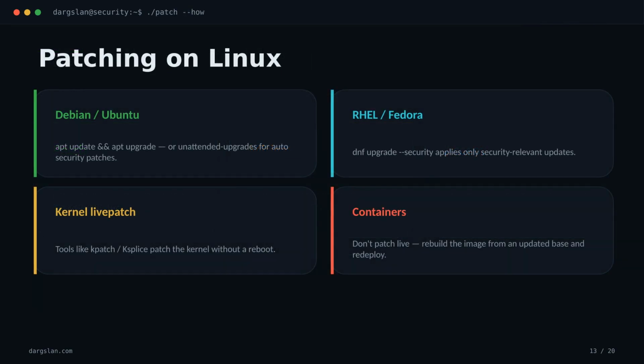Since patching is usually our first choice, let's see what that actually looks like on Linux. On Debian or Ubuntu, it's apt update and apt upgrade, and you can automate security fixes with the unattended-upgrades package. On Red Hat or Fedora systems, dnf upgrade with the security flag narrows things down to just security-relevant updates. For the kernel itself, tools like Kpatch and Ksplice can apply fixes live without a reboot, handy for servers that need to stay up. And for containers, don't patch a running one. Rebuild the image from an updated base and redeploy it cleanly.